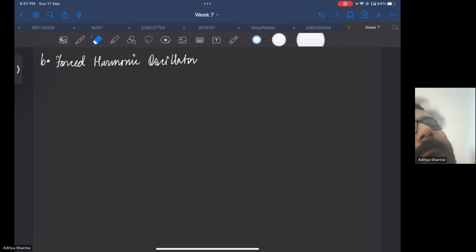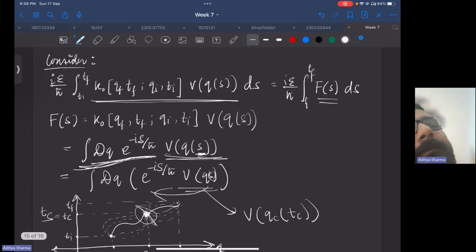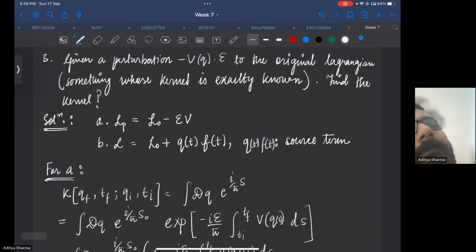I will look at something on harmonic oscillators. That is the B part. Okay. That is the B part. Reason for taking the B part. Okay, let me remove this from here.